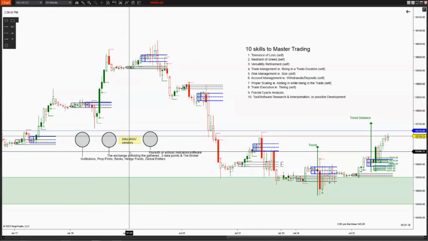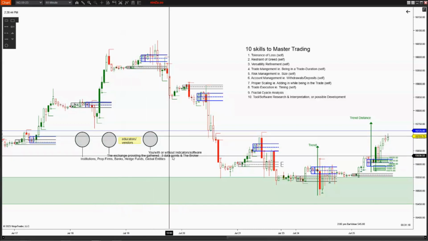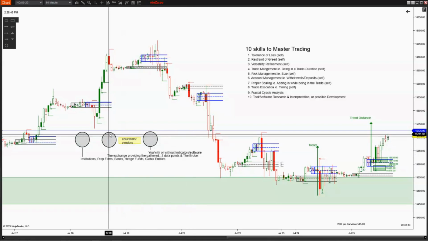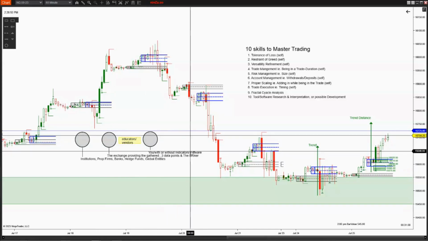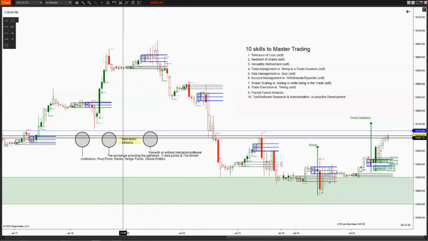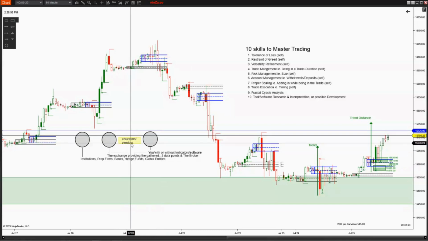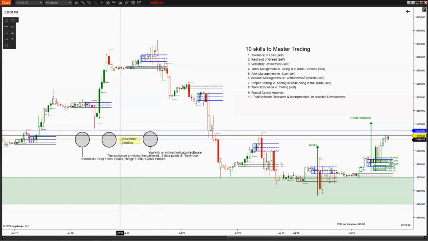Here's the exchange providing the gathered data points, so the three data points, and the broker. So all of them is kind of sitting right here with it. Okay, and then there's you, me. I should have put me in there. With or without the indicators and software. Now, right here in the middle, this is the educators, including myself, and vendors. All right, so here.